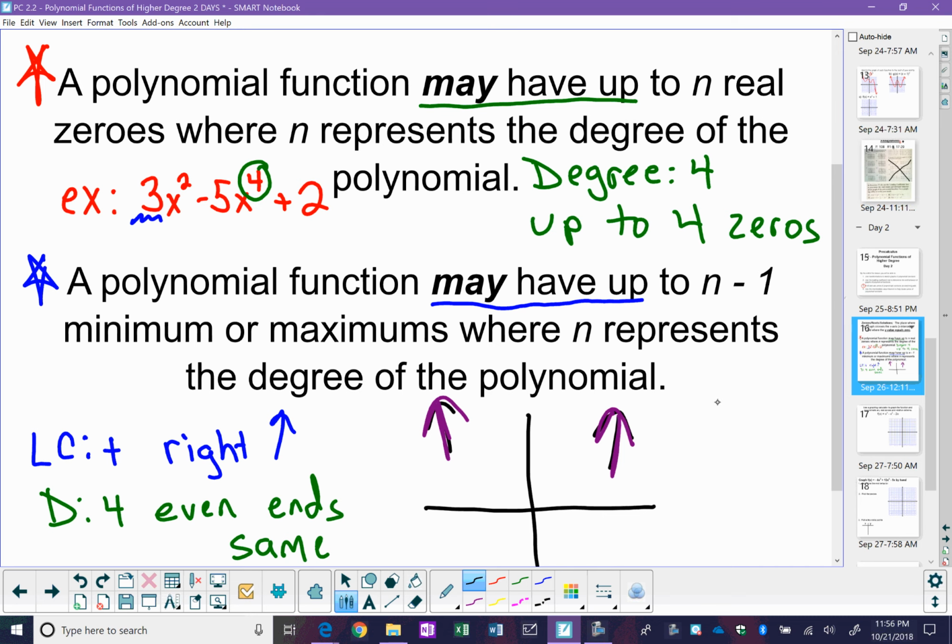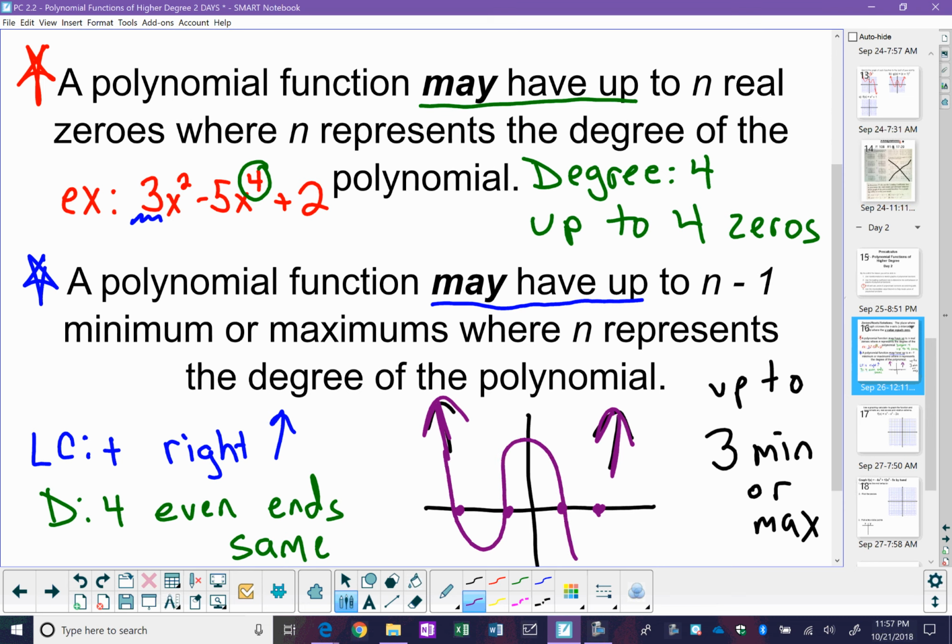So if my degree is 4, that means I can have 3 mins or maxes, or up to. So if I finish this, it could, if it had all 3, and this corresponds with the zeros. Remember, the zeros are where it crosses the x-axis. So if I just made these random ones here, my graph could look something like this, okay? And you could see it has the 4 zeros right here, and I'm going to highlight those for you. So again, 4 zeros.